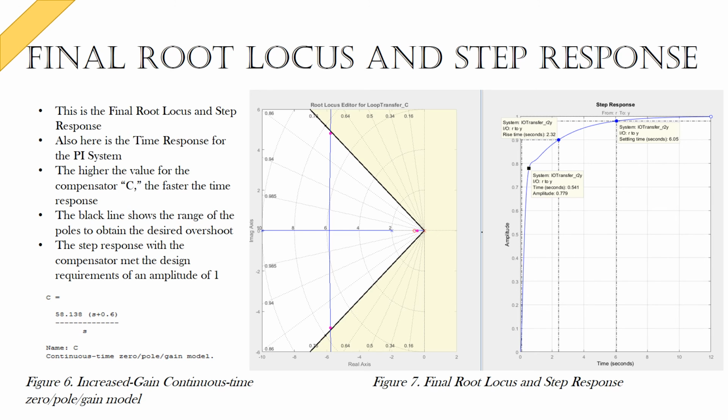The step response with the compensator met the design requirements of an amplitude of 1, as shown in figure 7 on the right. I also have in figure 6 my continuous time zero pole gain model.